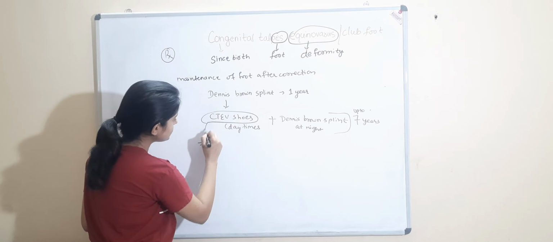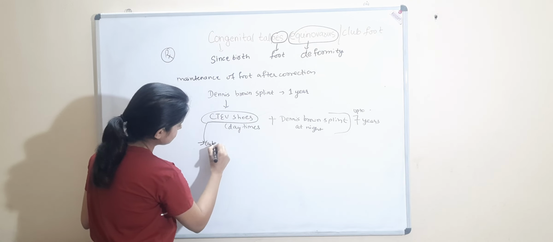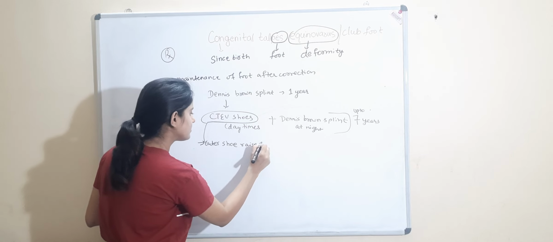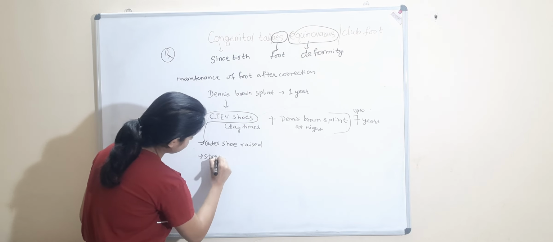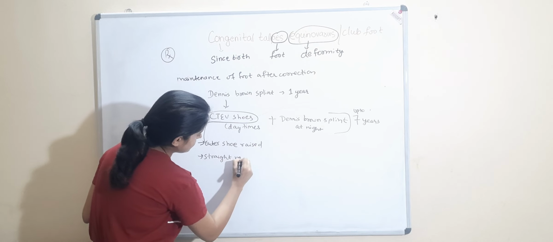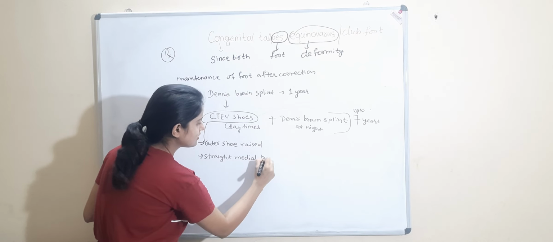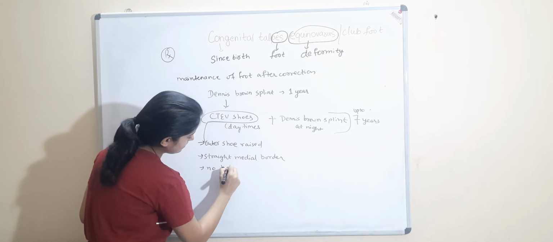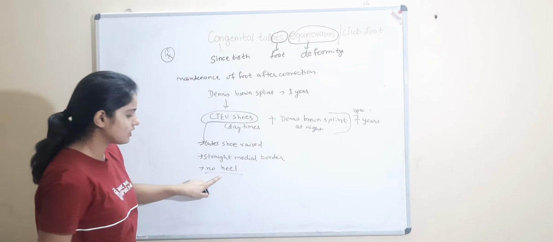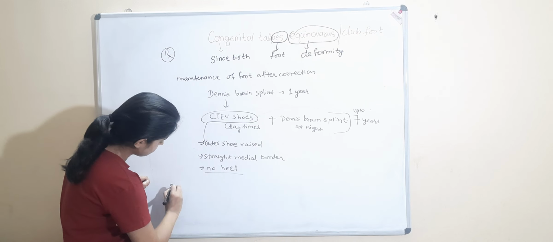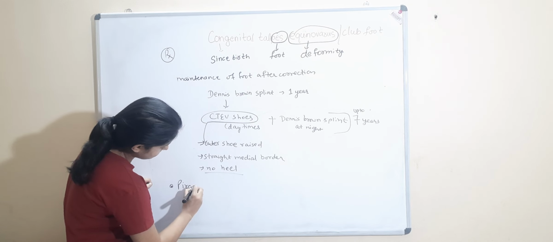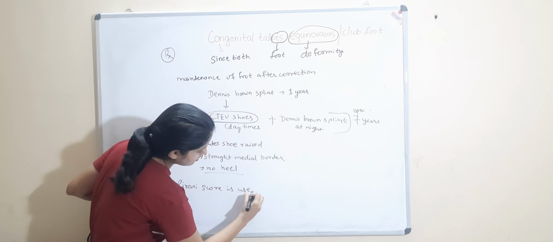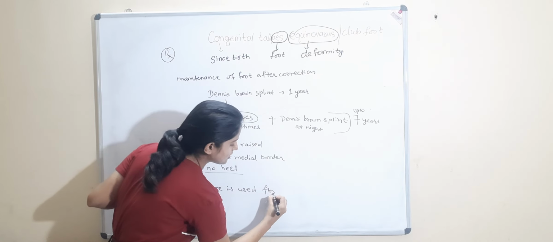In CTEV shoes, there is outer shoe raised, straight medial border, and there is no heel. This is for the correction of equinus. Pirani score is used for effectiveness of Ponseti method.